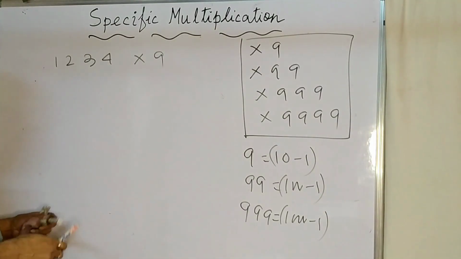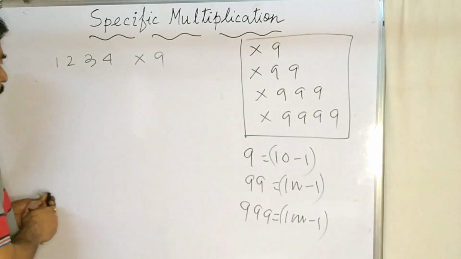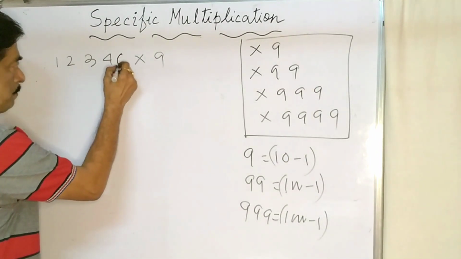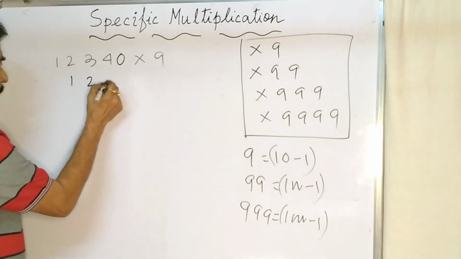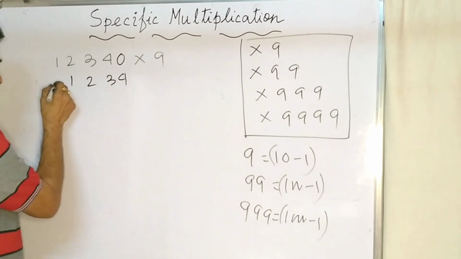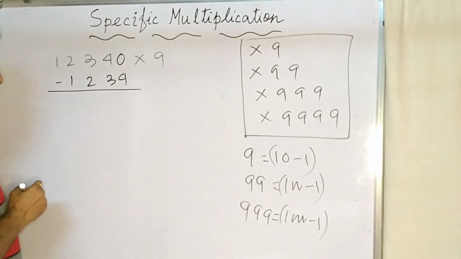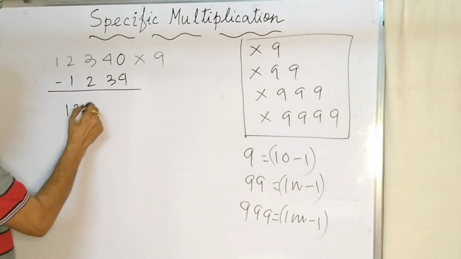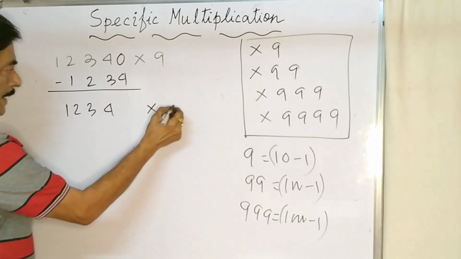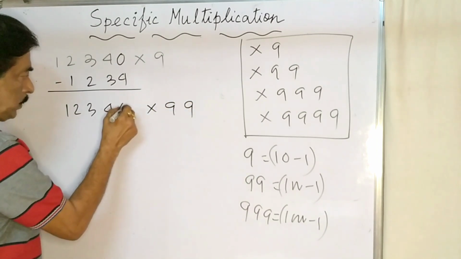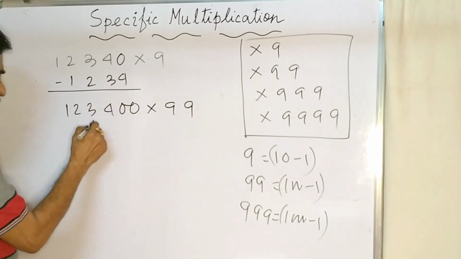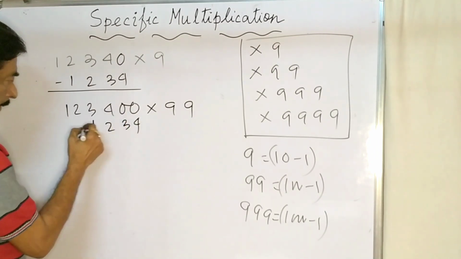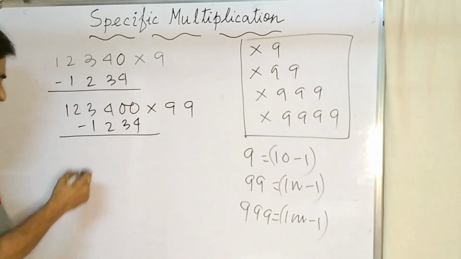Apply the rule. 123, you have to multiply by 9. So put 1 zero on the right side, shift 1 place right side. So 1234, then subtract. You can get the result. Say 1234 multiplied by 99. I write 2 zeros on the right side. Shift the number 2 places right side. 1234, then subtract. You can get the result.